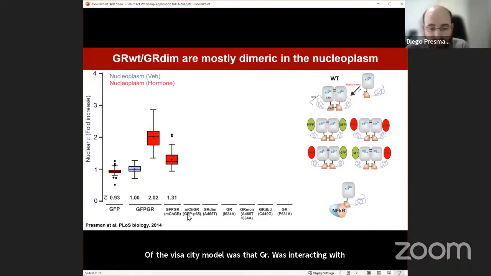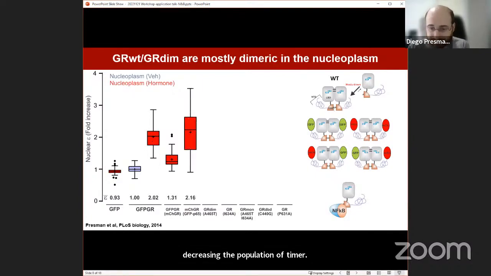So now, if we have in the same cell GR and I activate GR, and also we put NF-kappa B, in this case one of the subunits, which is P65, and I activate NF-kappa B, then if this is true, I should increase the population of monomers. So basically, I should get a more similar result to this one than to this one, because I'm decreasing the population of dimers. But that's not what we found.